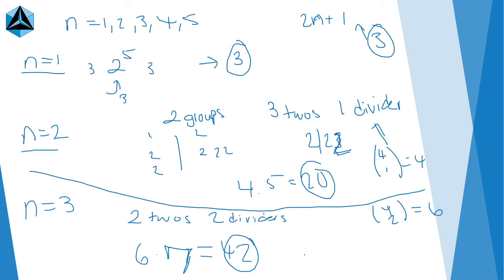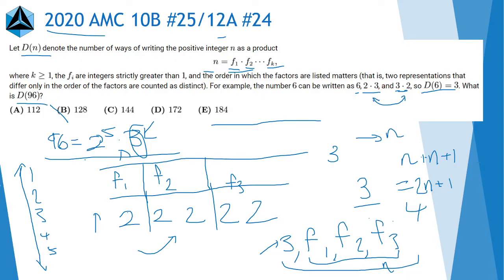So let's see if that's one of the answer choices. It should be. And it's this answer choice right here. It is A. And so we're done with this problem. It's just a simple balls and urns problem.